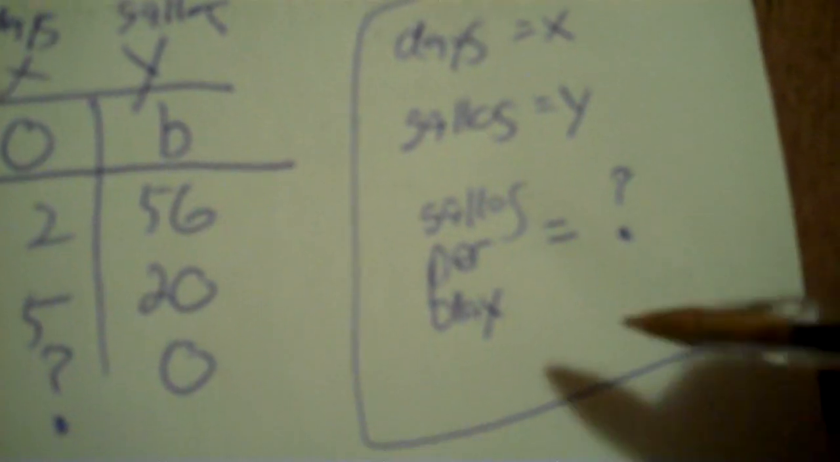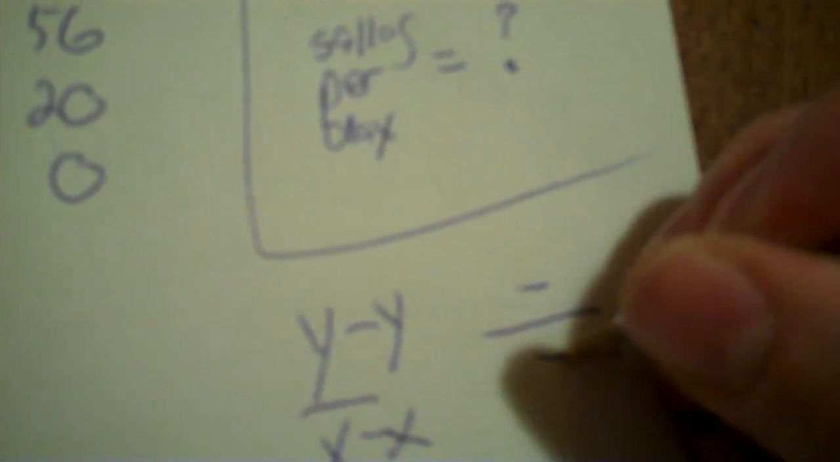Okay. Now you know that 2 days go with 56 gallons. That's a coordinate. You also know 5 days go with 20 gallons. That's a coordinate. Then we have to get 0 gallons and figure out how many days that is. Now if you look at the table, obviously there's a beginning amount. You don't have it, so that's b. So you need to find your rate of change. Y minus y over x minus x finds the gallons per day.